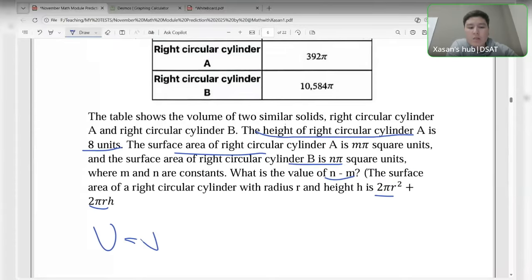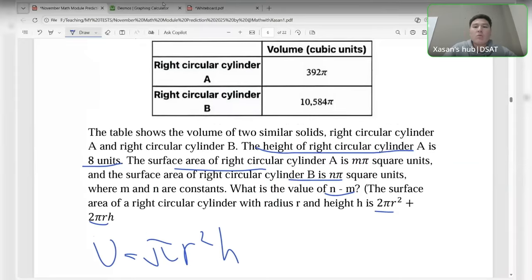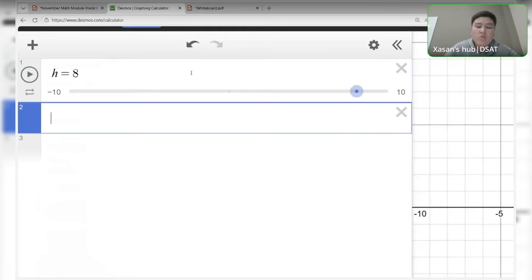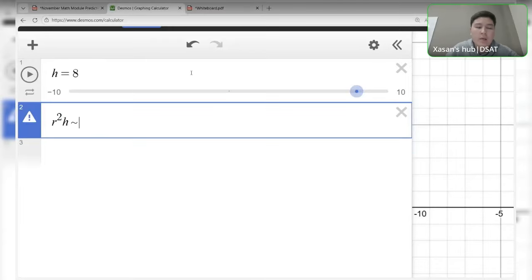We know that volume is pi radius squared times height. And now I'm gonna move to the decimals, guys. First of all, write your height, which is equal to 8. And to find the radius, I'll be using the formula radius squared multiplied by height equals now 392. And that's showing us the radius is 7.